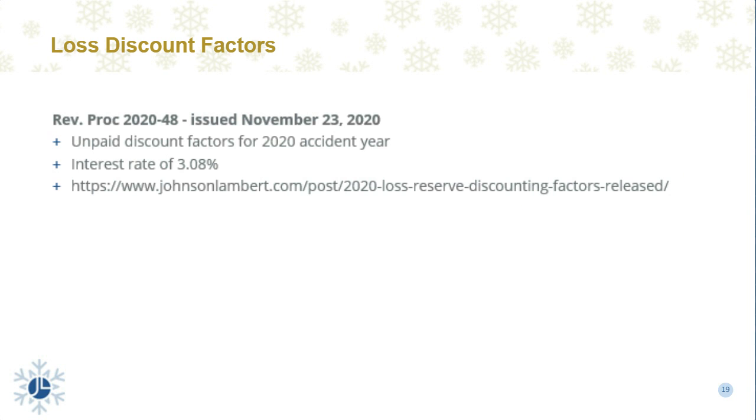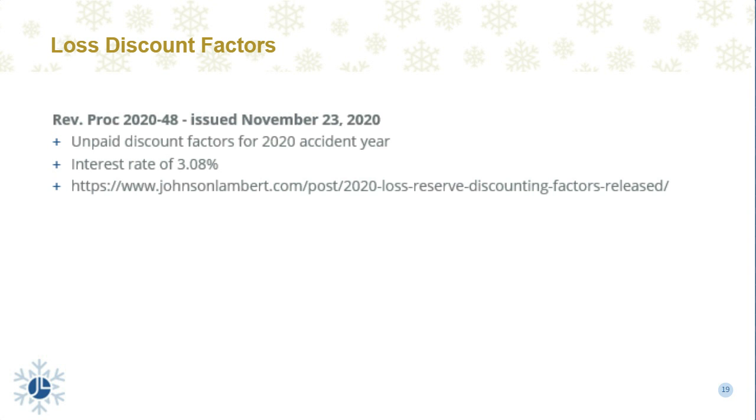Another piece of recent legislation that just came out was a revenue procedure that was issued for the loss discounting under 846 of the code for P&C entities. So this is helpful for the 2020 accident year and prior. And so this is welcome timing because everyone's trying to finish their year-end provisions or gearing up for it.